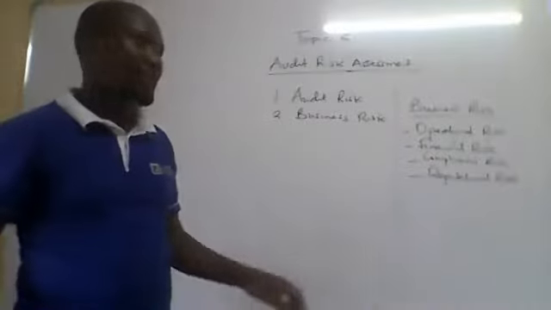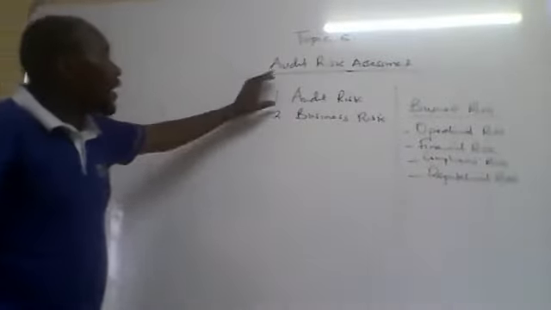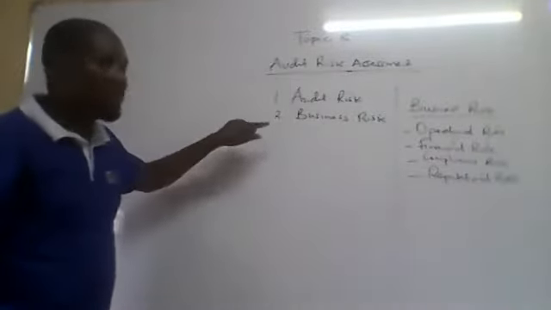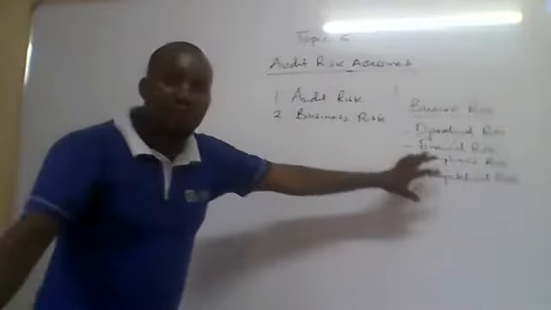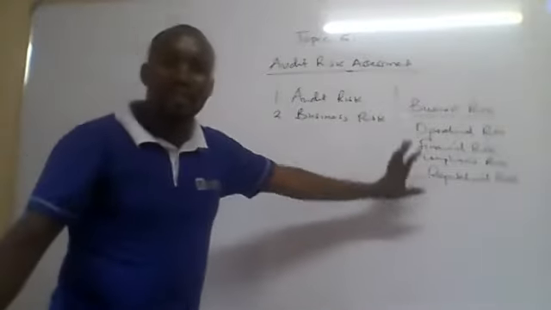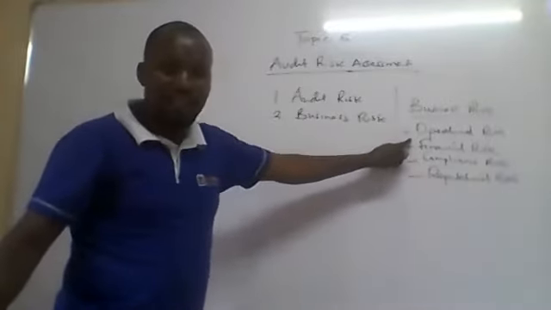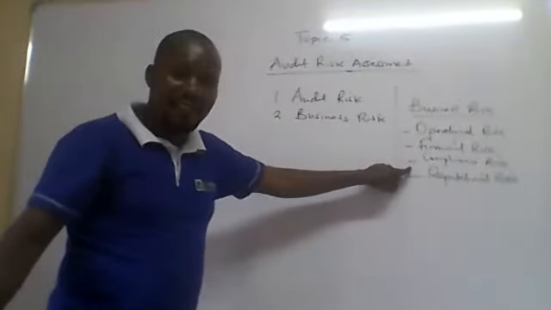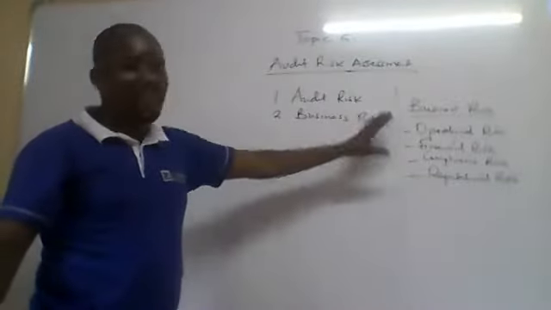Sorry. So I'm saying when you're doing a risk assessment, you need to identify risk in two categories. We have audit risk and then business risk. Under business risk, these are the types of business risk that the business can be exposed to. Number one, operational risk. Number two, financial risk. Number three, compliance risk. Number four, reputational risk. Those are business risks.